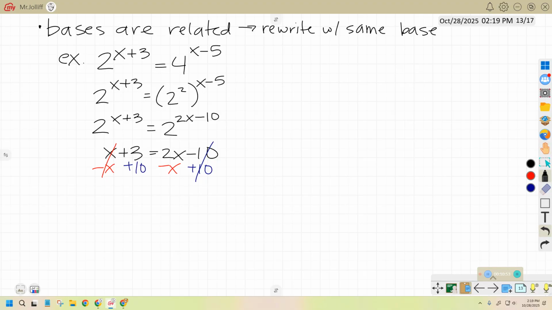And what am I left with? On the left, 3 plus 10 is 13. On the right, 2x minus x is 1x.